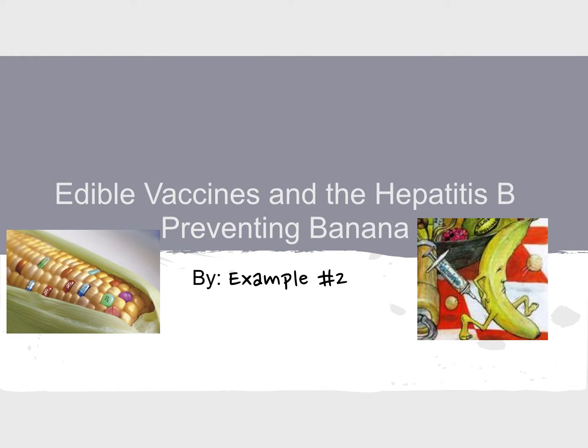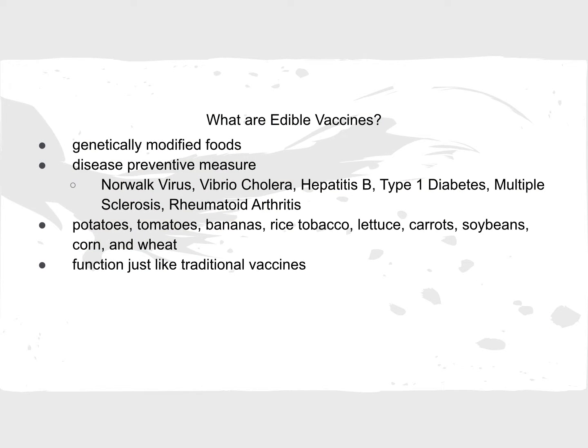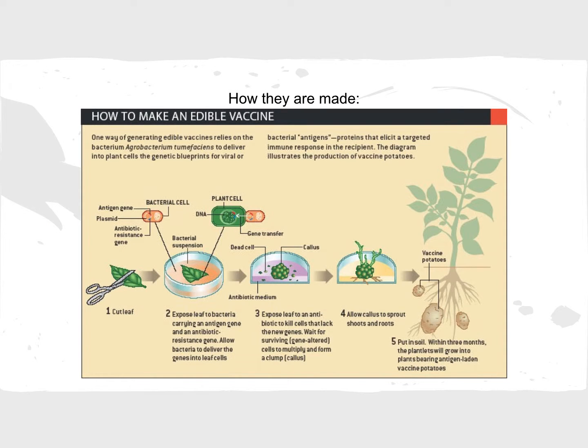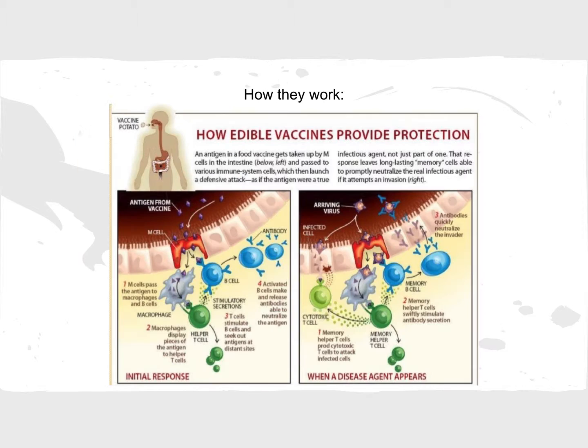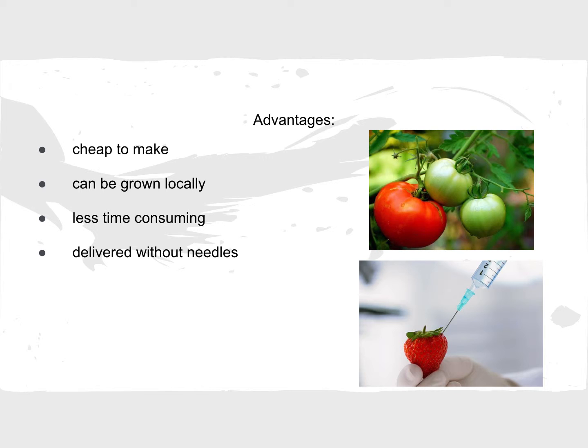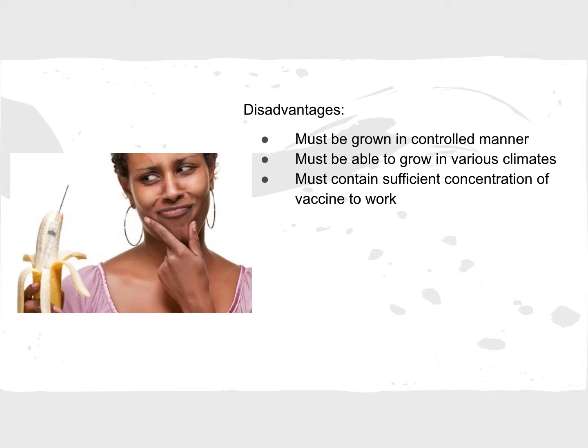This student chose edible vaccines for her project, particularly a banana engineered to vaccinate against hepatitis B. She went into detail about what edible vaccines are. She discussed how they're made, how they work, as well as what advantages there are to using these types of vaccinations versus typical fluid injections. As any good researcher would do, she also highlighted some of their disadvantages.